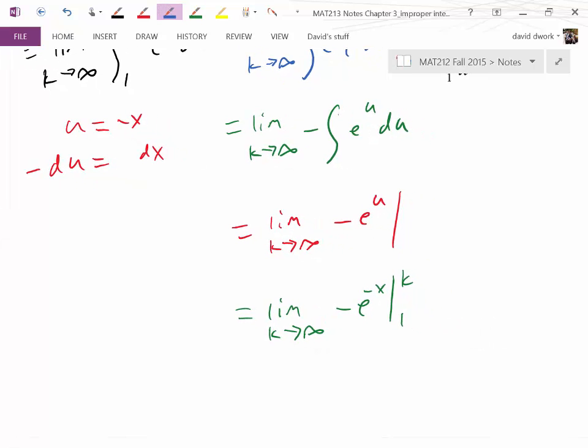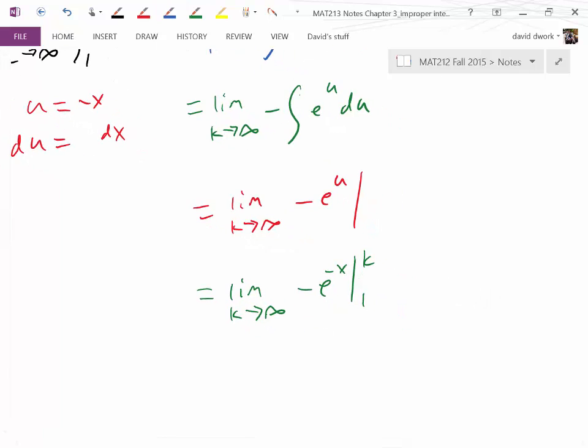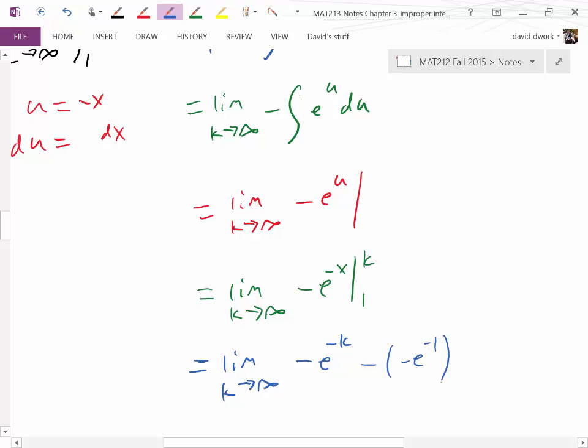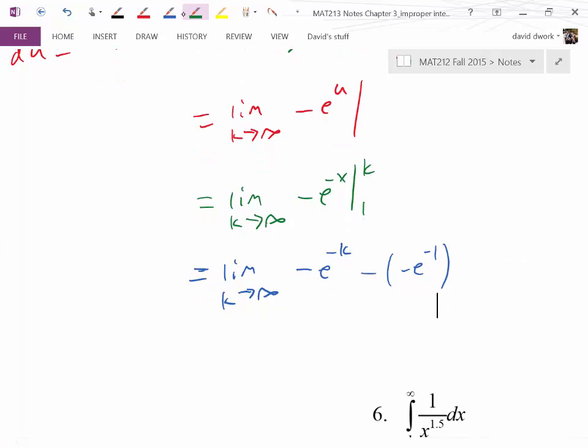Went into a little Christmas mode there. Green, red, green. All right, let's not go back to red. So now we're going to substitute in our values. So this is going to be k approaching infinity of negative e to the negative k. That looks a lot better. Minus a negative e to the negative 1.